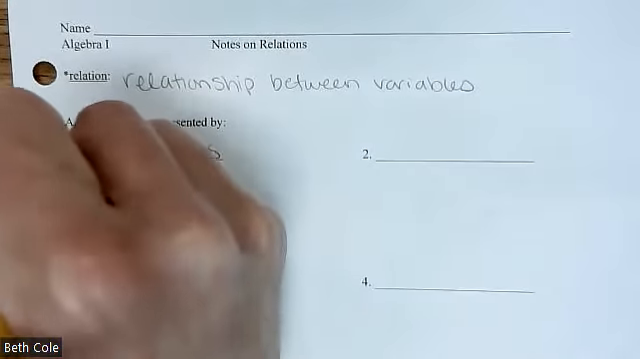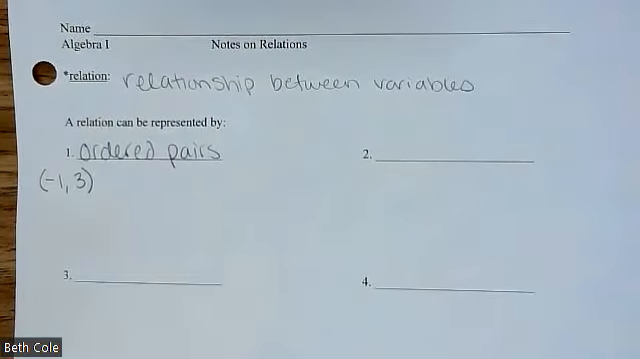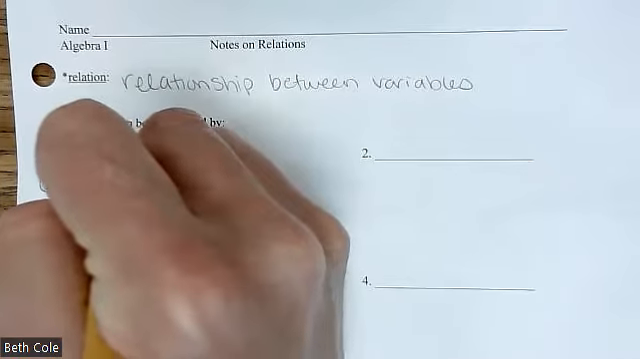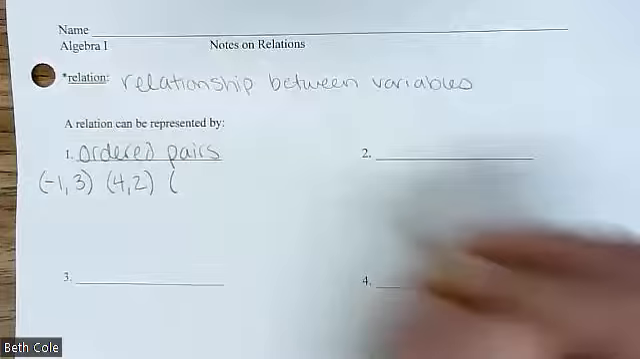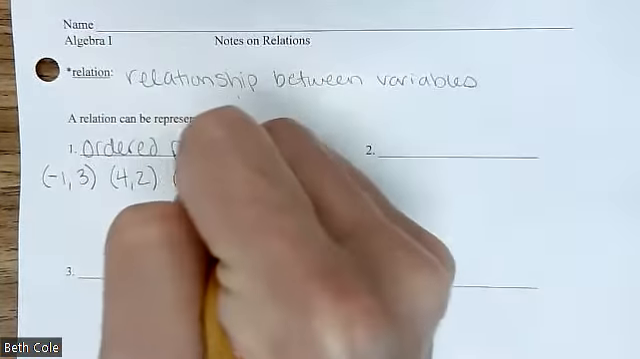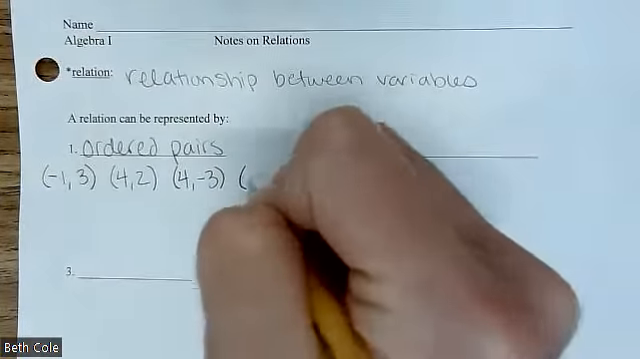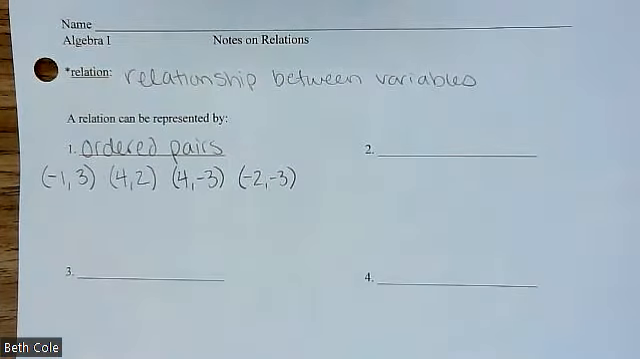For example, -1, 3. It's something comma something else. It's just an ordered pair. And I'm just going to list out a few of them so that we have a list. We'll do 4, 2, 4, -3, and -2, -3. You have an input and you have an output, or x, y. Does that ring any bells from last year? Something comma something else? Okay. It's just ordered pairs. That's all that they are. It's a relationship between the x and the y.